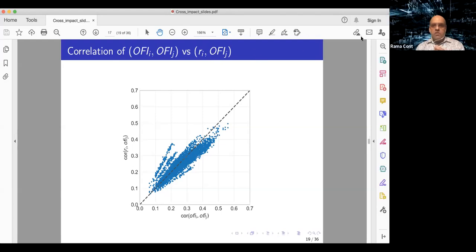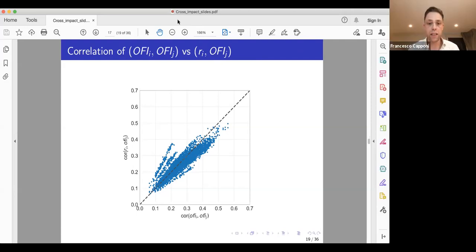Sorry, there's a question in the chat which says, what's a typical time interval used? Just for clarity, these are all 1 minute data. 1 minute OFI, 1 minute returns. Yes, correct.